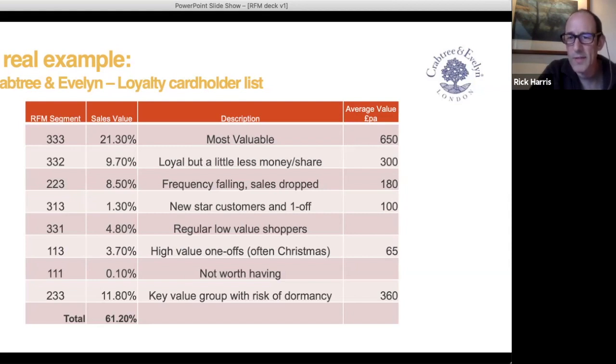So why would I spend the same marketing effort on these people who buy virtually nothing? Why would I do that? They're probably not worth having. So if they walk through your door and buy without you making any effort at all, fine, thanks for the sale. But am I going to spend marketing money on them?